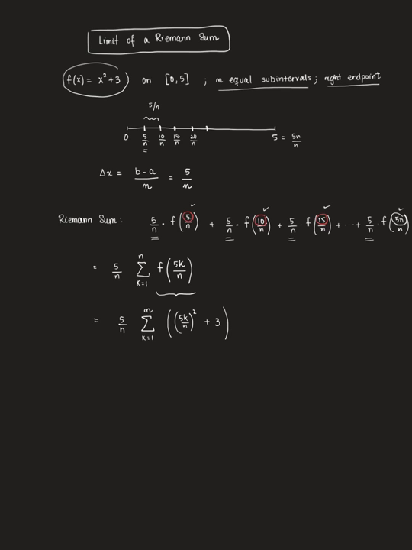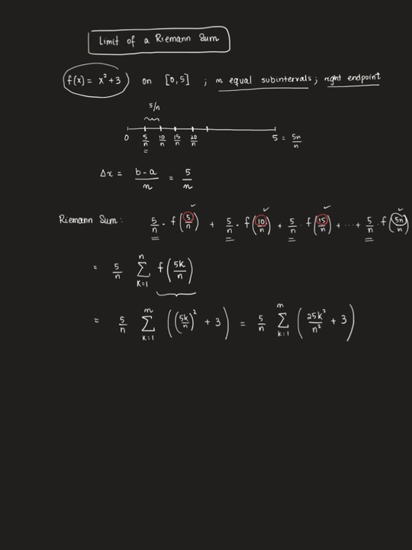That's our function. And we're going to use properties of summation in a little bit also, but first let me rewrite this as k equals 1 to n. I'm going to write, since I'm squaring 5k over n, that's 25k squared over n squared plus 3.